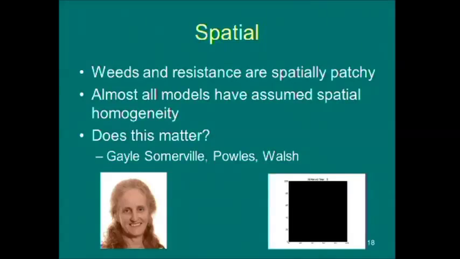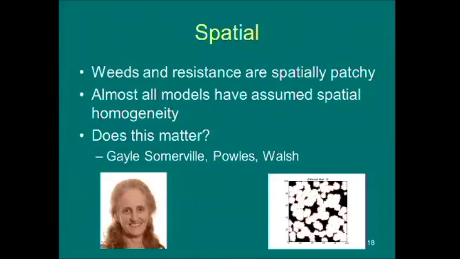And then spatial. So the idea here is that weeds and resistance are spatially patchy, much more for weeds than for insects probably, and certainly than for fungal pathogens. But almost all of the weed resistance models have assumed spatial homogeneity, that you've got a big homogeneous population. So the basic question is, does this actually matter? Should we be worrying about spatial variability and patchiness? So this is work being done by my student Gail, who's co-supervised by Steve and Mike at ARI as well.